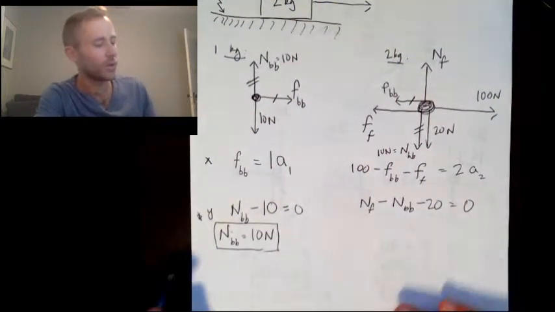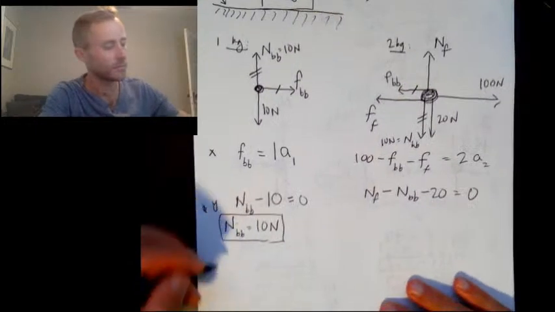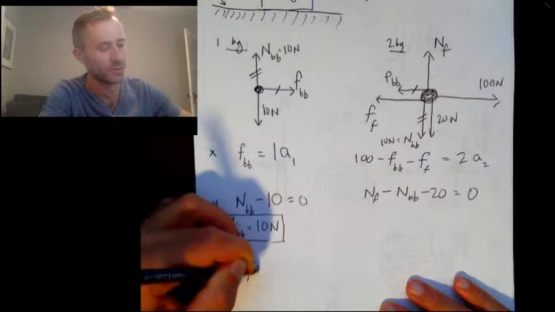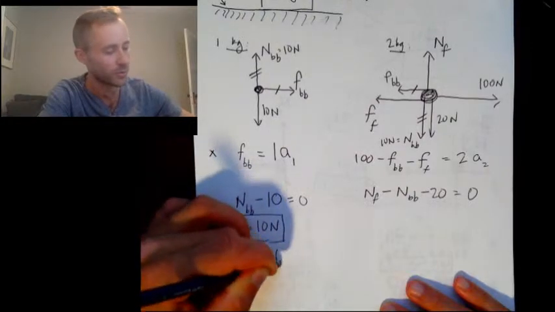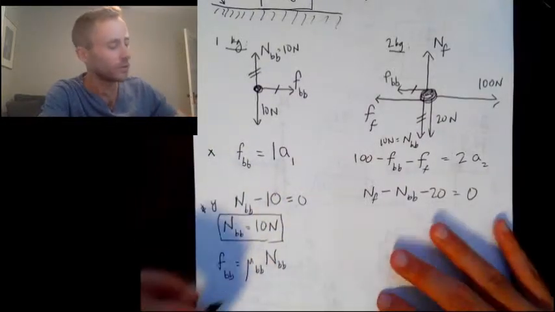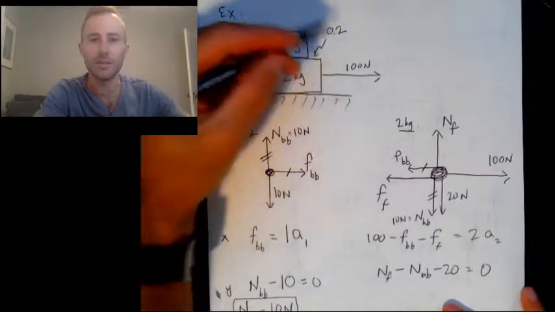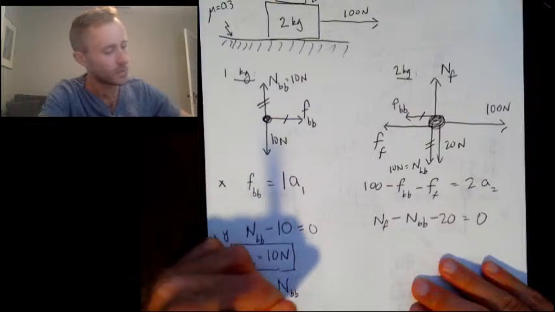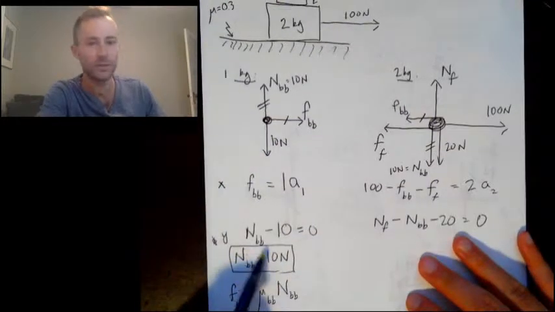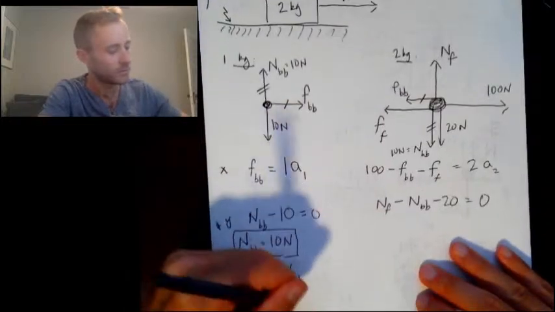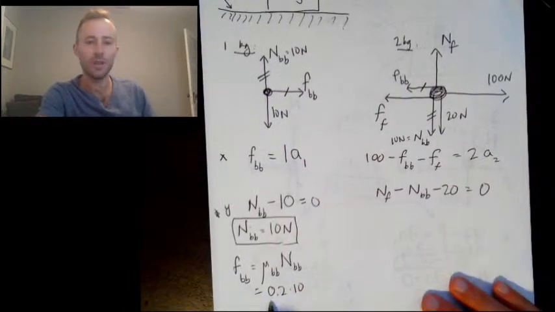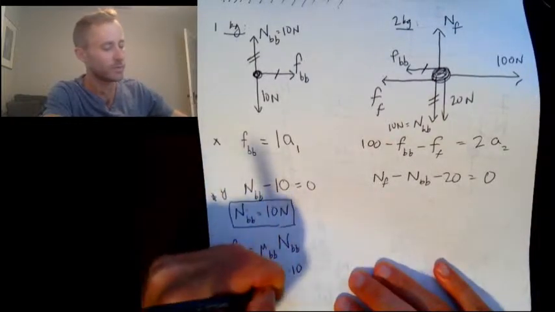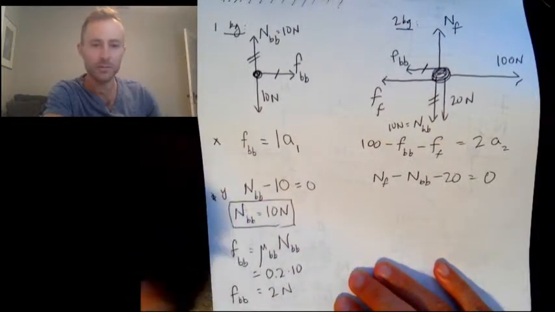Which is going to, in turn, tell me friction between the blocks. Friction between the blocks is equal to the coefficient of friction between the blocks times the normal force between the blocks. Coefficient of friction between the blocks is 0.2. Normal force between the blocks is 10. So we have 0.2 times 10, which equals 2 newtons, is the frictional force between the blocks.